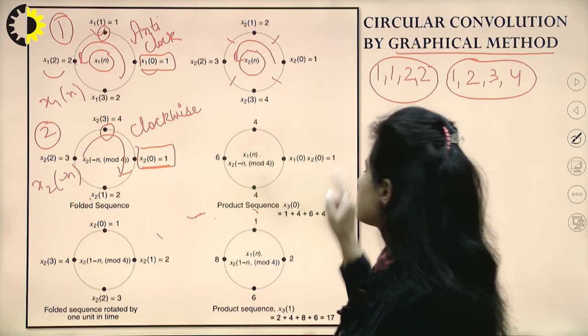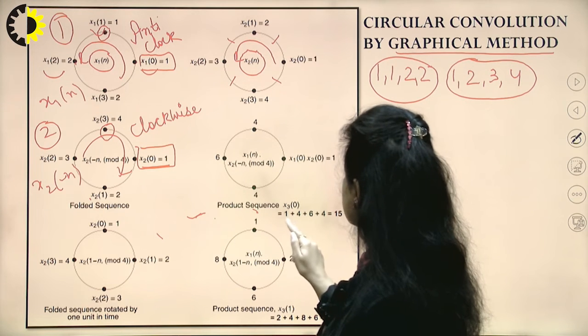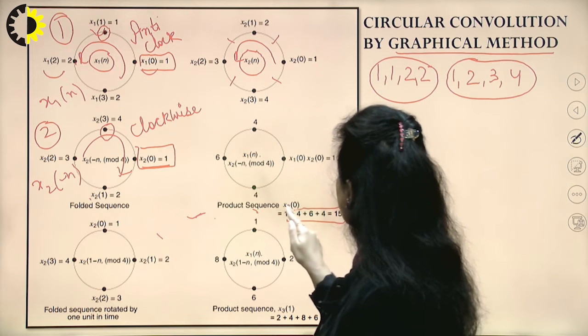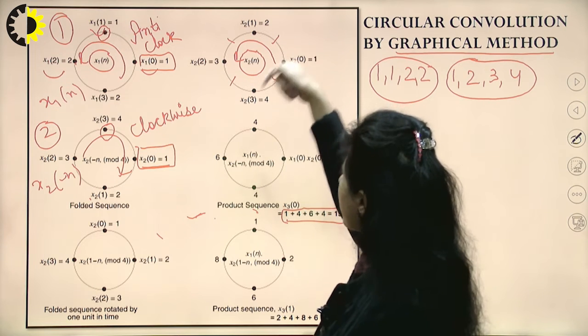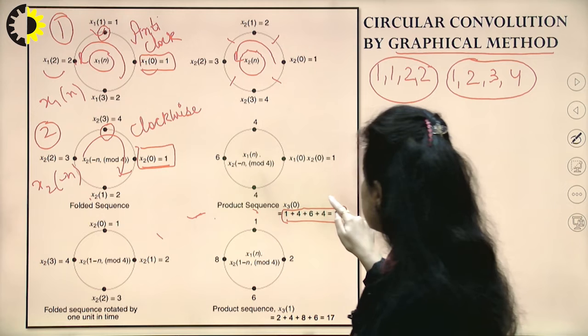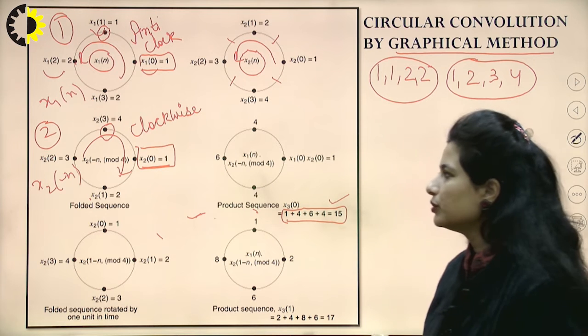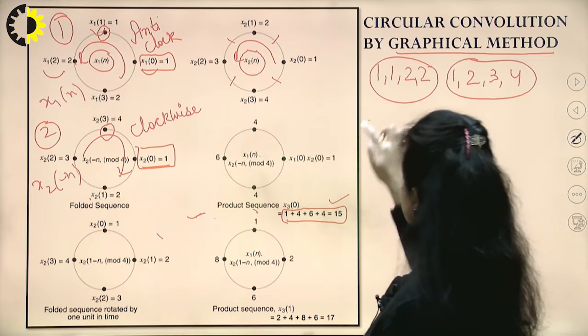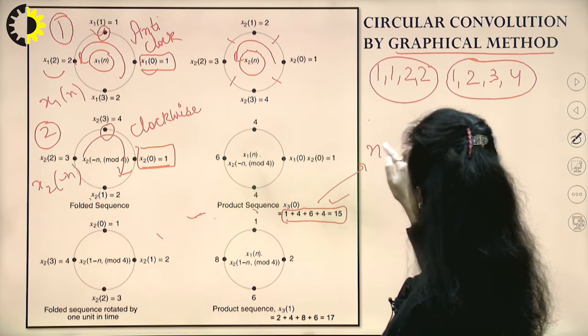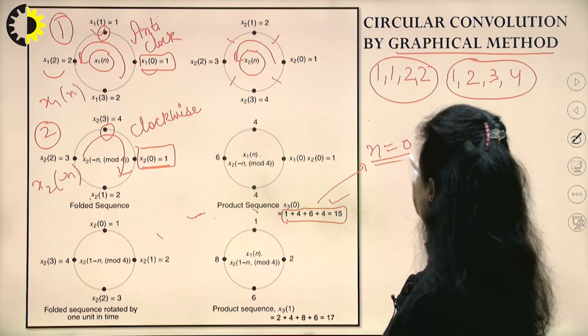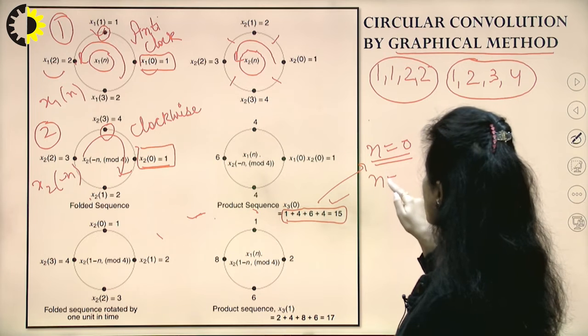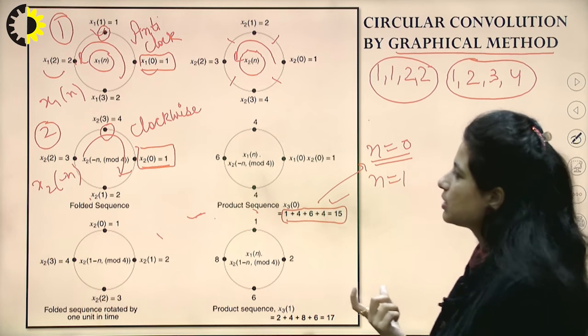So when we start this multiplication, I get the first sample, adding all these 4 points which I am multiplying, I am getting the first sample, which is the convoluted sequence. So that was for n is equal to 0 when no shifting was performed. To calculate n is equal to 1, I have to shift this sequence by 1.